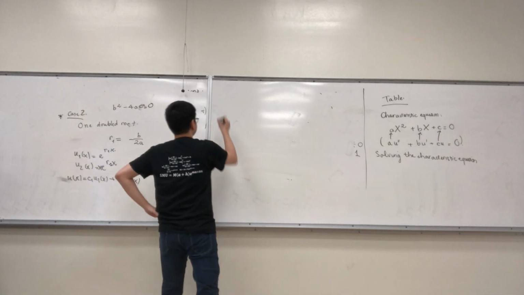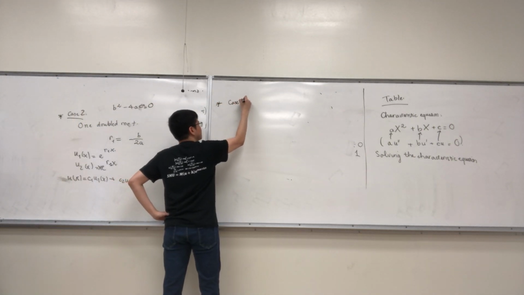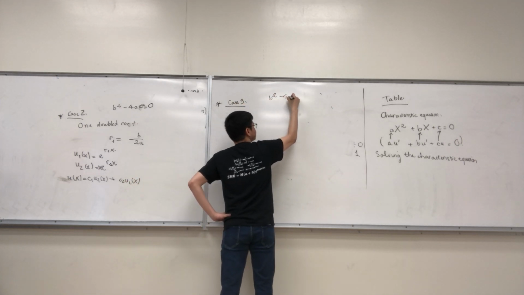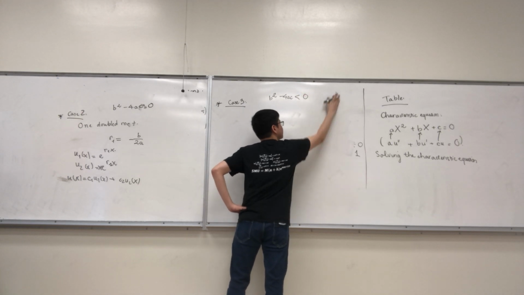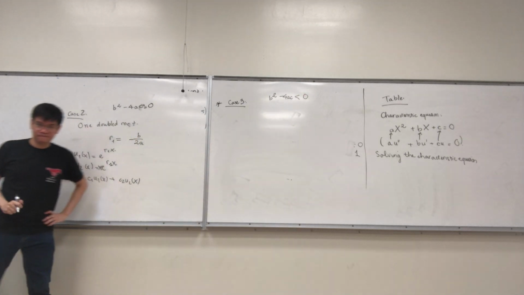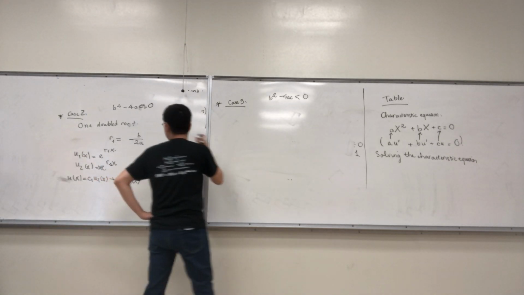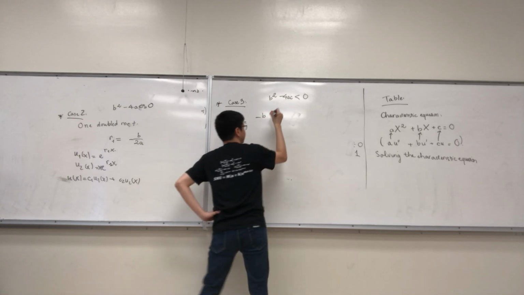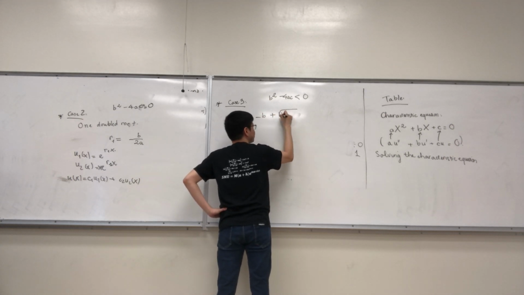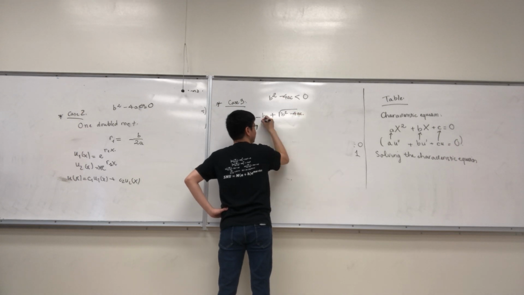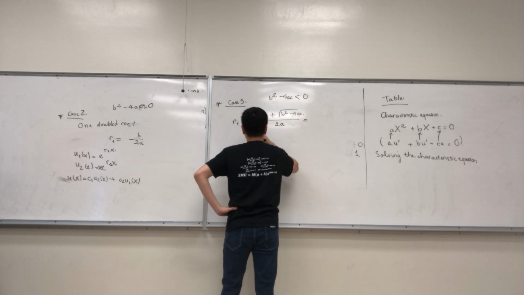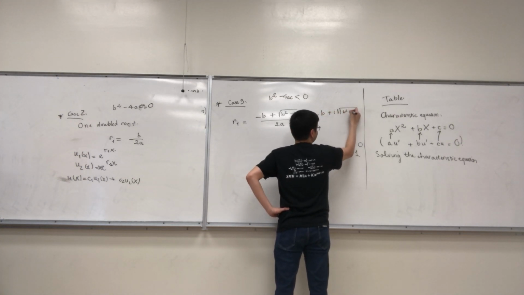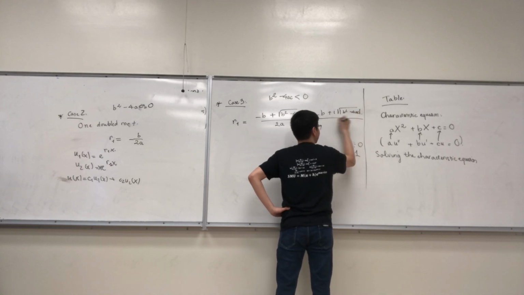All right? So case number 3. All right, so you're going to have b squared minus 4ac is negative. Right? So you're going to have two roots. So r1 will be minus b plus square root of b squared minus 4ac over 2a, and r2 is minus b minus i square root of b squared minus 4ac over 2a.